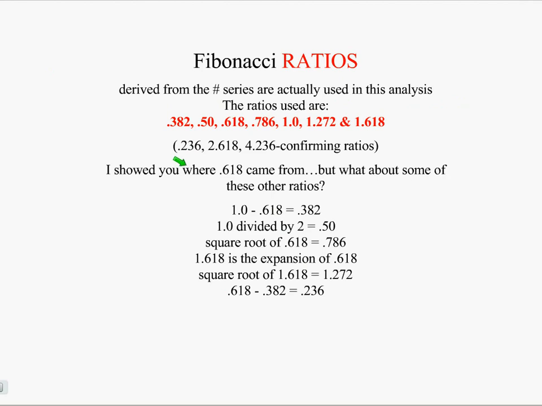Okay. Now, the prior slide pretty much showed you where the 618 came from in between the Fibonacci number series, but then here's where some of the other ratios come from. So 1 minus 0.618 gives you 382. Square root of 618, 786. Square root of 1618 is 1272, and so on. So some of this, or most of this information is also in the book.